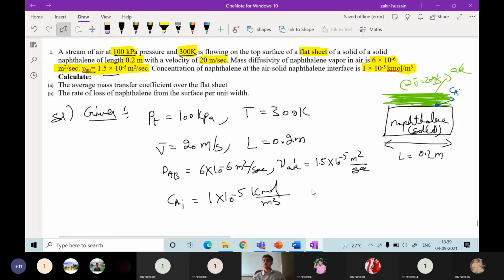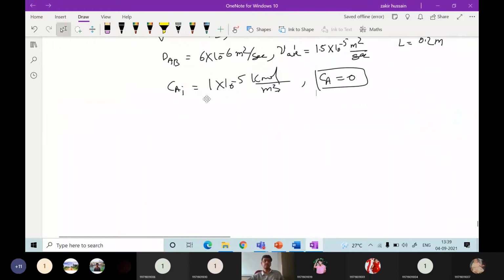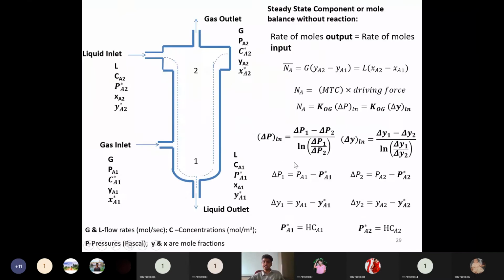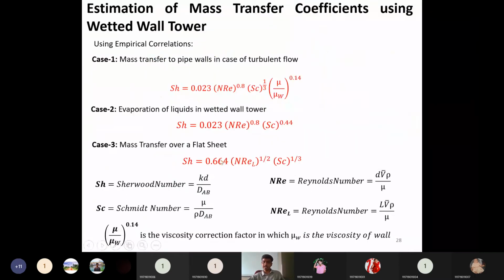Obviously the concentration in other regions they have not given, so we can take CA as 0. Only the interfacial concentration is given. Now what correlation do we have to use? This is a flat sheet problem. For flat sheet problems, the valid correlation is Sh is equal to 0.664 NRe,L power 1 by 2 Sc power 1 by 3.